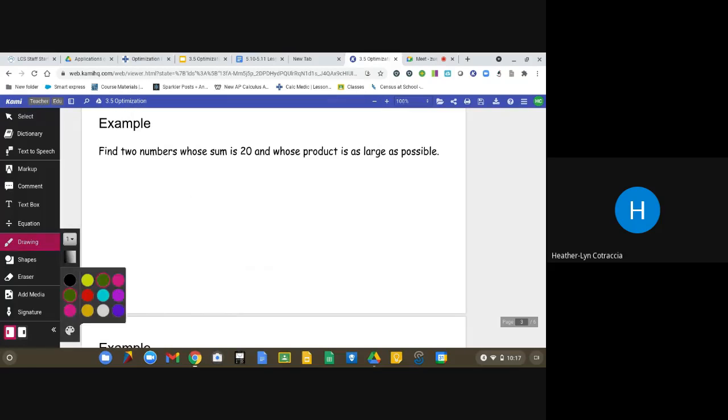So I'm going to start with my two numbers, x plus y, and we know that that has to be equal to 20. And it also says whose product is as large as possible. So the product I'm going to call P, equals x y, and P is what I am optimizing. That's what I'm going to be taking the derivative of, and finding the critical points of. The problem with P right now is it has two different variables in it. It has x and it has y.